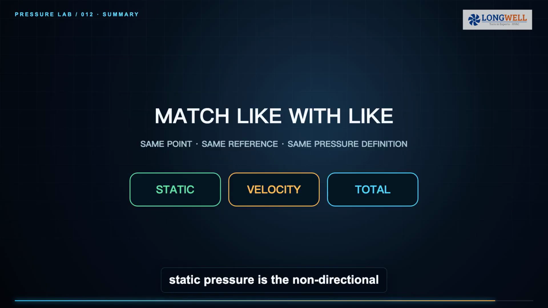Remember the relationship: static pressure is the non-directional pressure component, velocity pressure comes from motion, and total pressure is their sum at the same point. Match the system requirement to the same pressure definition on a tested curve, then verify the real operating point.